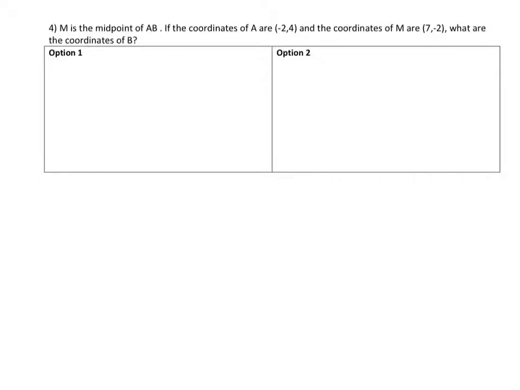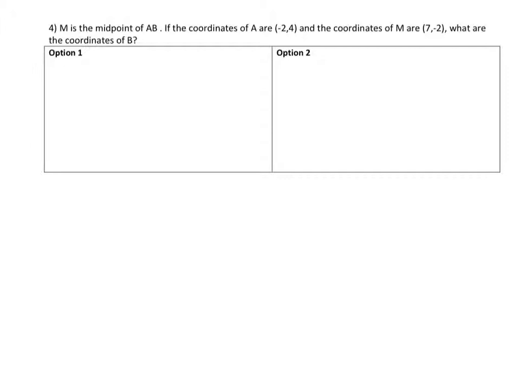The next part of level 2 is a different application of the midpoint formula. This problem is a common ACT problem, and it says M is the midpoint of AB. The coordinates of A are (-2, 4), and the coordinates of M are (7, -2). What are the coordinates of B? We saw a similar problem in level 1, but that was on a number line. Now we're doing this in the coordinate plane. So we know one endpoint, we know the midpoint, and we're trying to find the other endpoint.